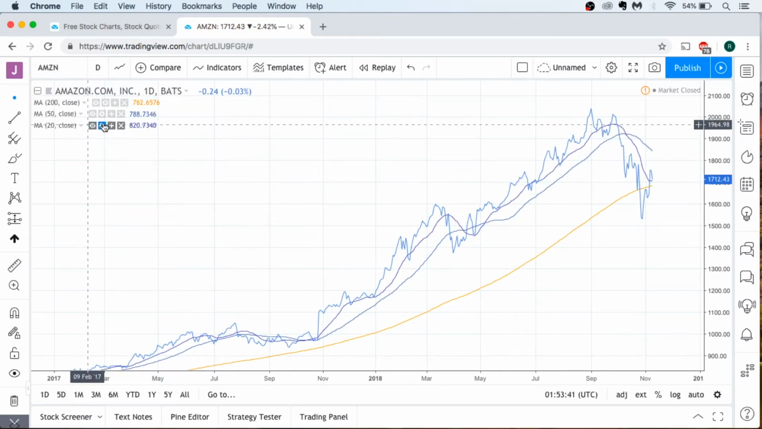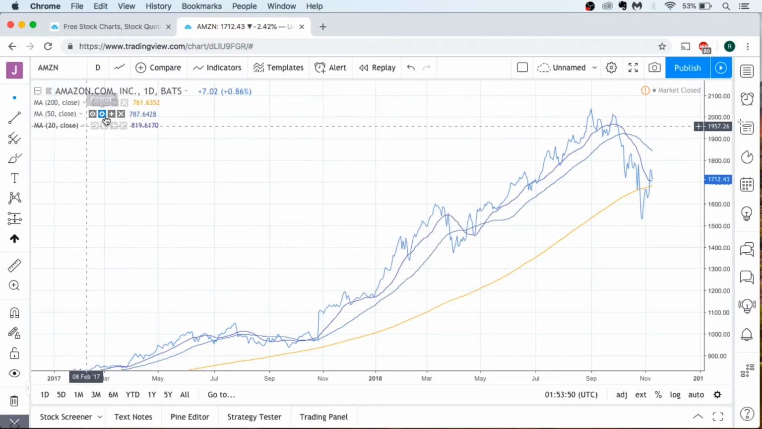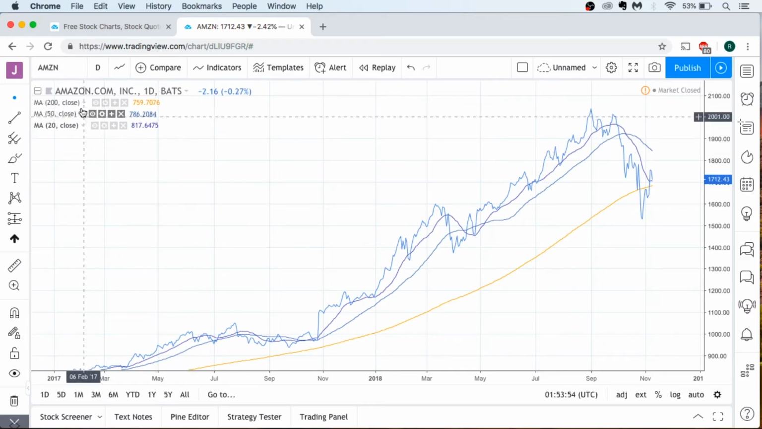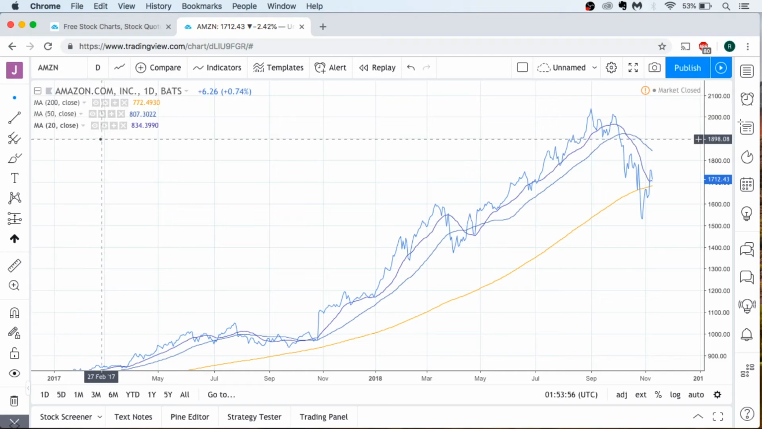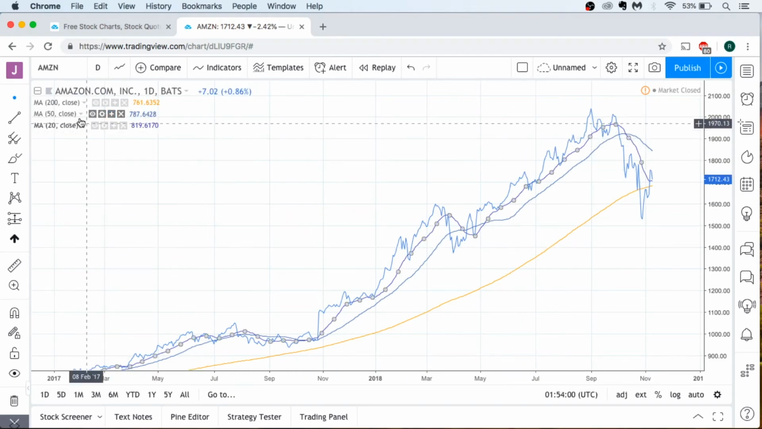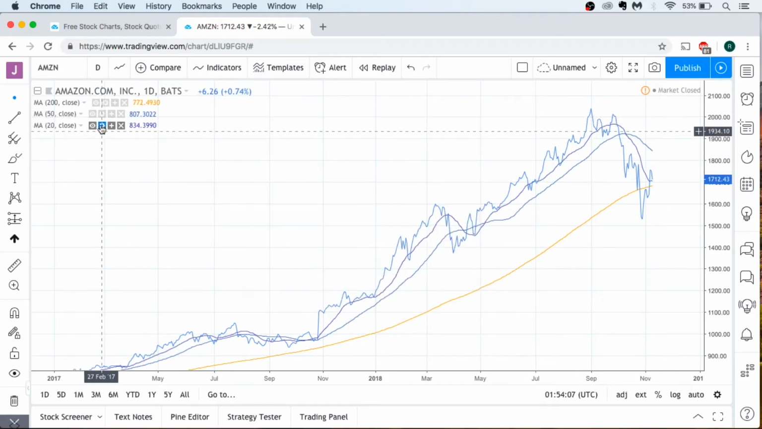So we've got the 20, the 50, and the 200 day. The 200 day is obviously used for long term. The 15 to 20 is used for short term. But if you want to do something short term, you want to check if it's above the 200, and then check if it's above the 15 to 20. So let's look at the 15 to 20.